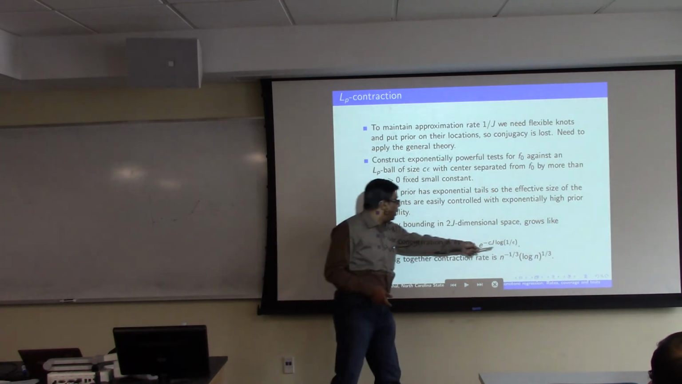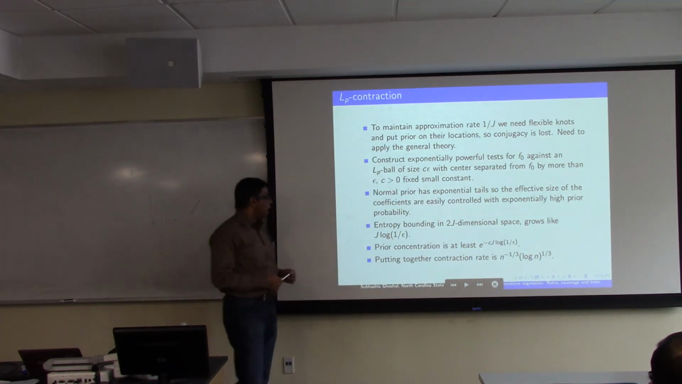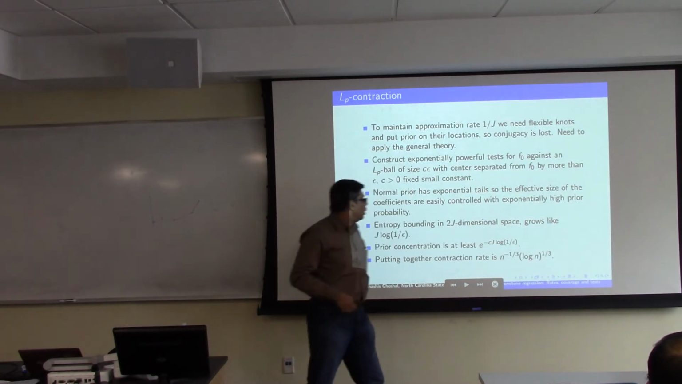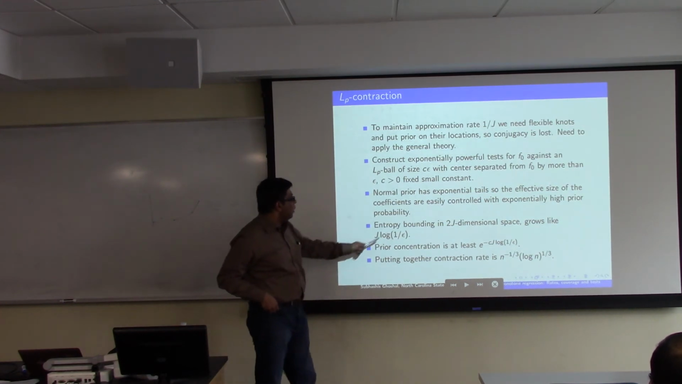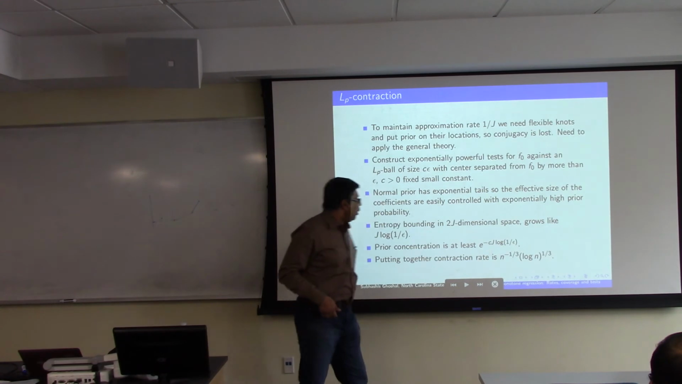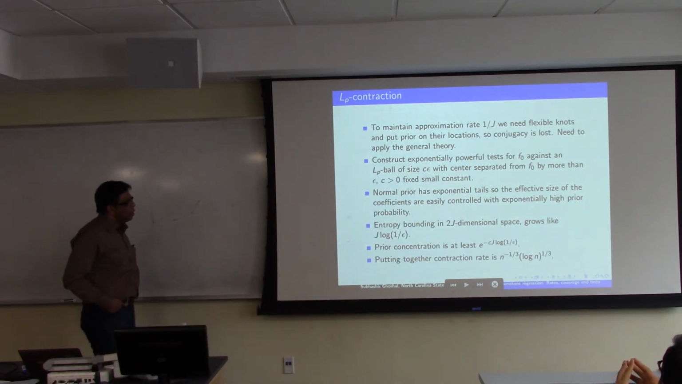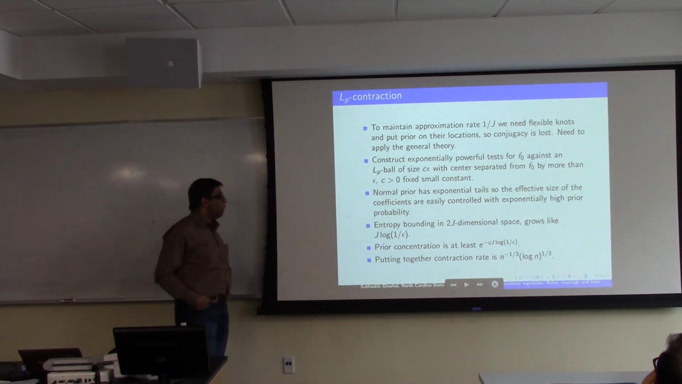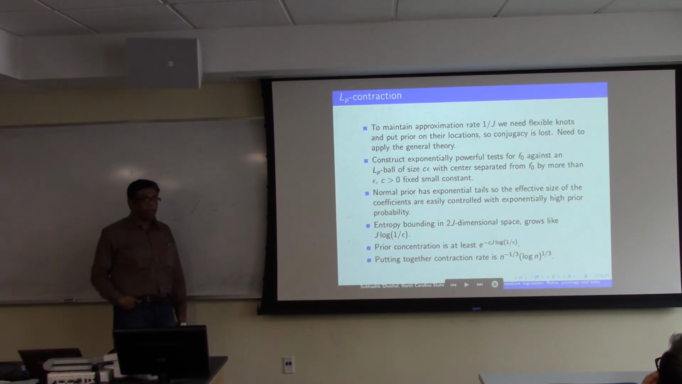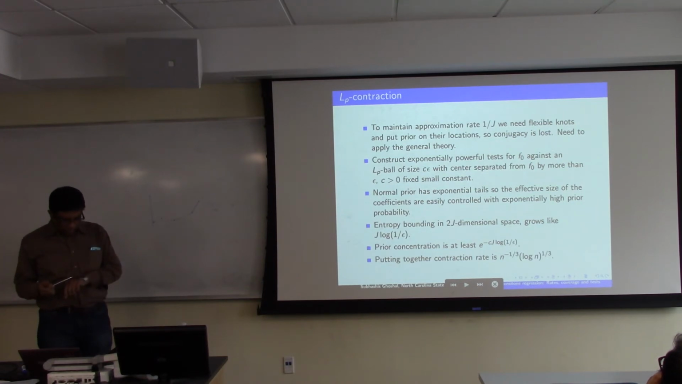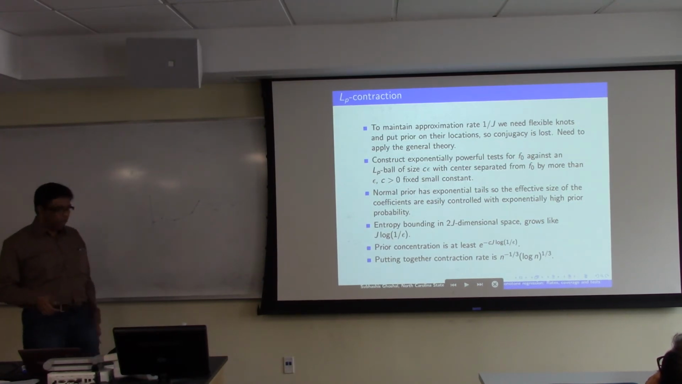So what matters is the exponent here. Then you put in the general theory that says you have to match this with n epsilon squared, and you cannot take epsilon smaller than 1 over J. If you put these two together, what you get is the contraction rate. The accuracy of the posterior for general L_p would be n to the power minus 1/3 times log n to the power 1/3. That's almost optimal, apart from the log part. There's usually a log that appears if you apply general theory in this way.